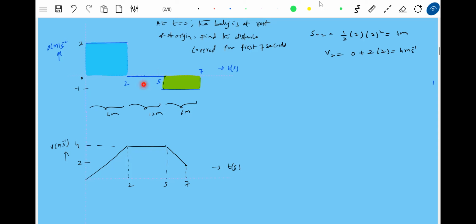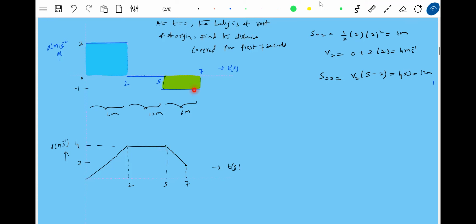Then for the next 3 seconds, it's going to describe a uniform velocity motion. So what is the distance covered? S25 should be equal to V into time, that is 5 minus 2. The speed of the object is 4, 4 into 3, sorry, this is 5 minus 2. So this should be 12 meters. It's going to describe a 12-meter distance with uniform velocity motion.